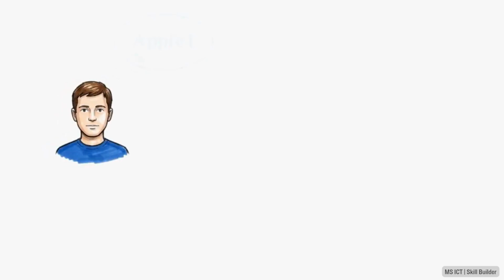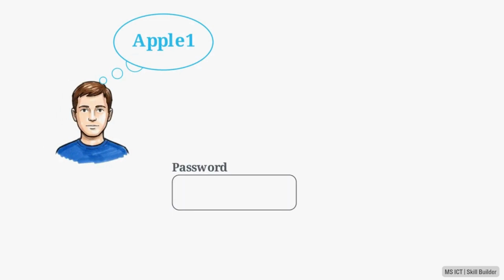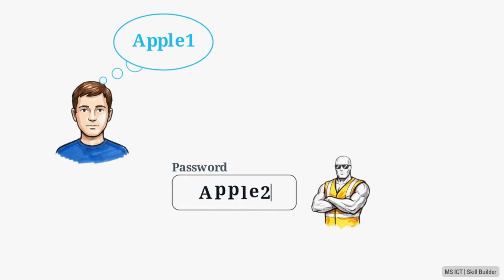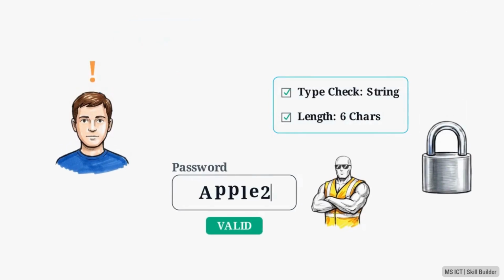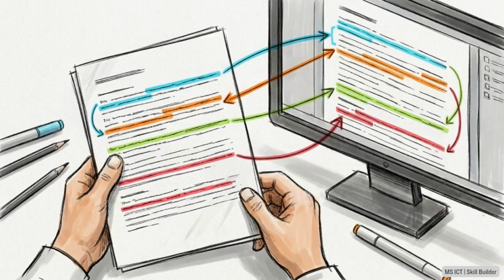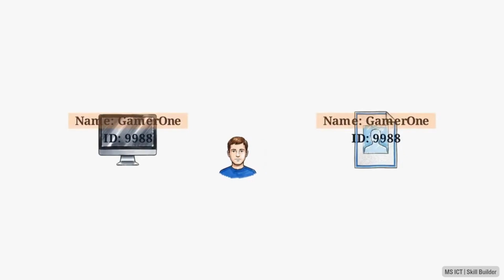Validation is strict, but it has a blind spot. If a user tries to set their password to Apple 1 but accidentally types Apple 2, that input perfectly passes the length and type checks. Validation accepts it, but it fails the user's intent. This is where verification takes over. One method is a visual check. The data is displayed back to the user so they can manually compare it against their original source or memory.